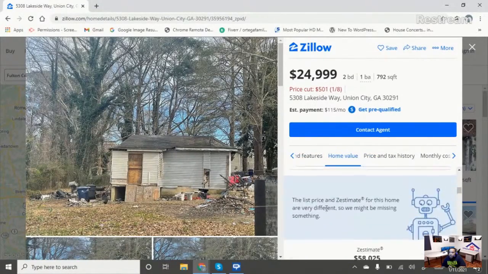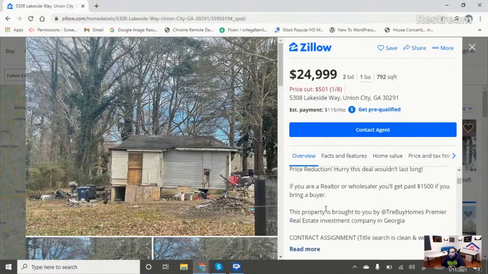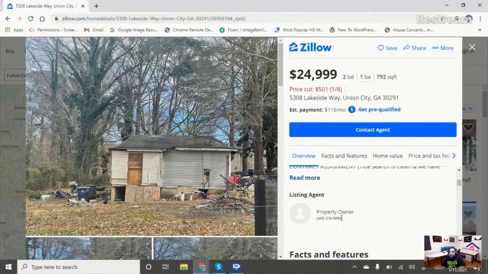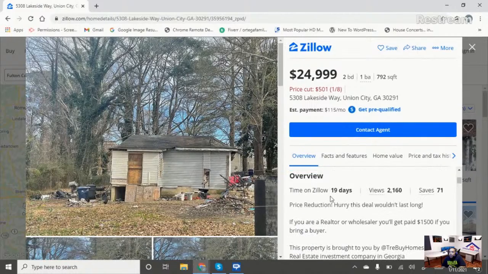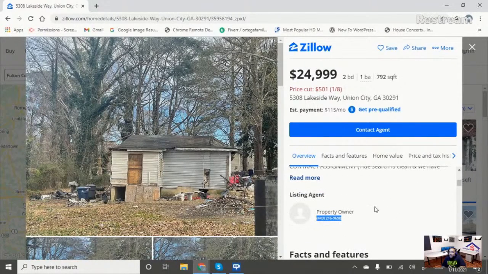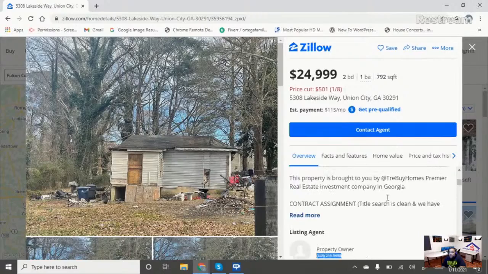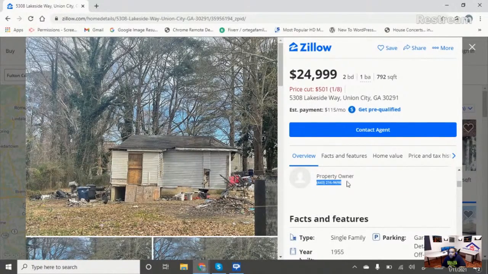Let me go back up. Okay, listing agent. As you can see, it has no picture. It says property owner, has just the phone number. That's what you're looking for, even though I already know this is a wholesaler. If it wasn't a wholesaler, if this language is different, then my next thing would be to look at this. But I already know it's a wholesaler.